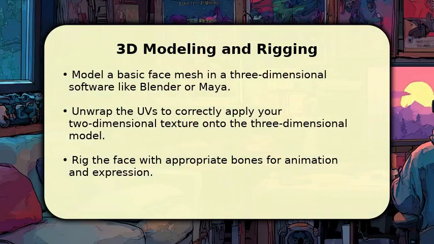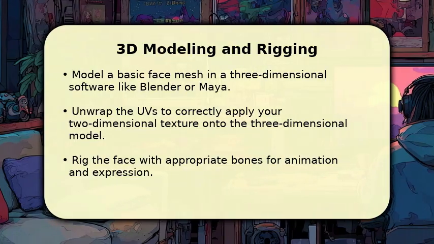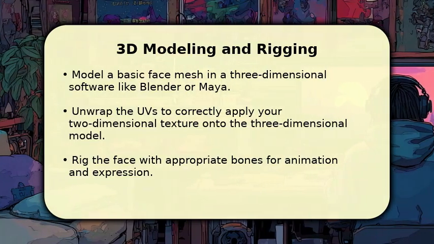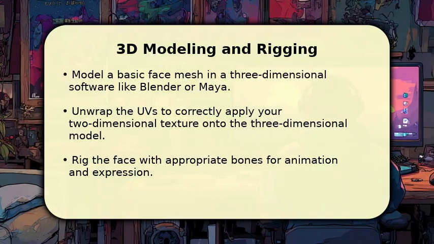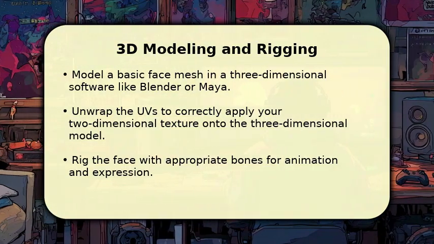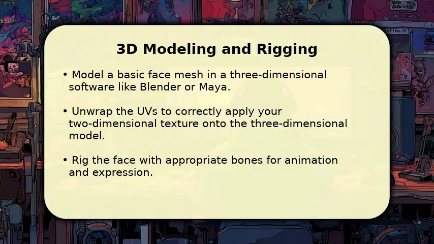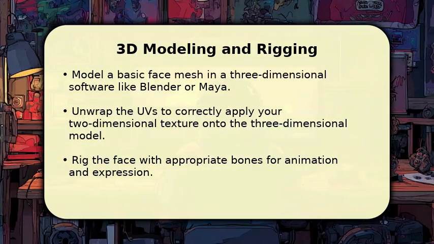Now, let's move to the three-dimensional modeling and rigging phase. You'll need to model a basic face mesh in software such as Blender. After modeling, carefully unwrap the UVs so your two-dimensional texture maps perfectly onto the three-dimensional surface.